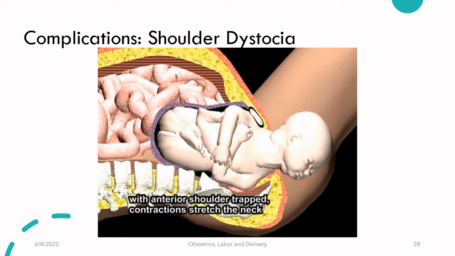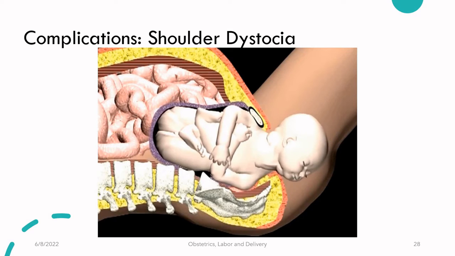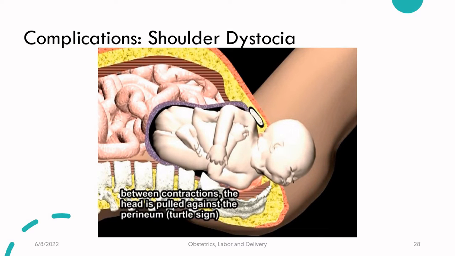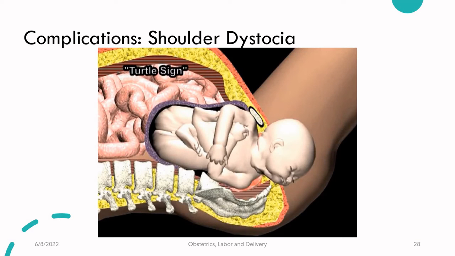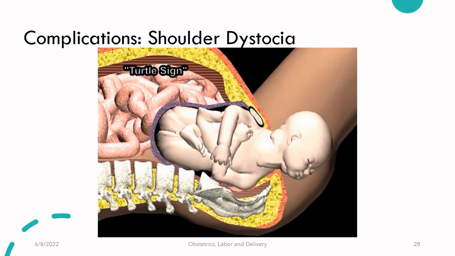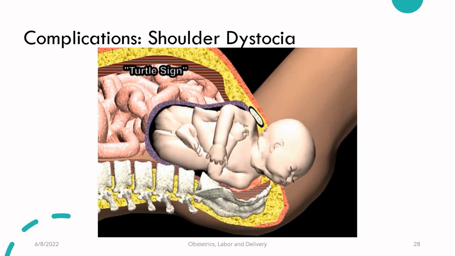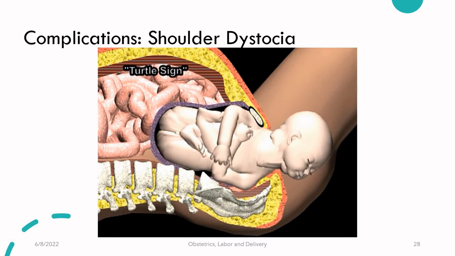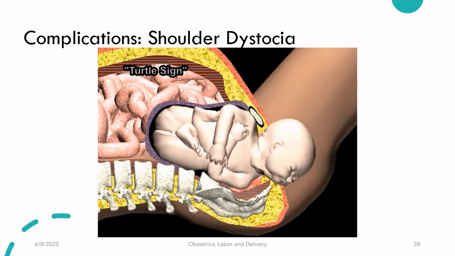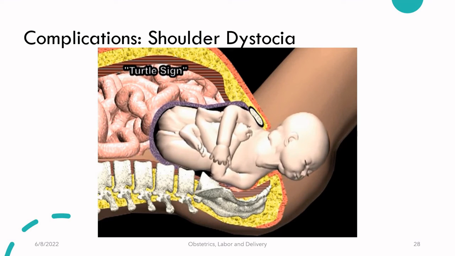In between contractions, the force on the baby's body is much reduced, and the baby's head withdraws toward the mother's perineum. This forward movement from the birth canal of the baby's head during uterine contractions and then withdrawal in between contractions is known as the turtle sign and is considered a classic sign of shoulder dystocia.